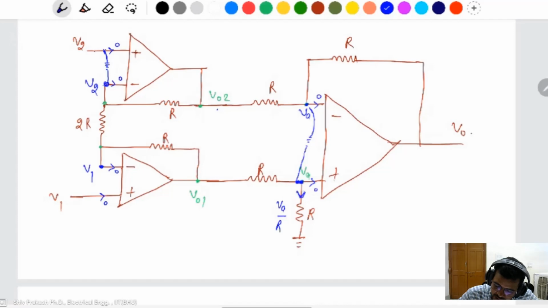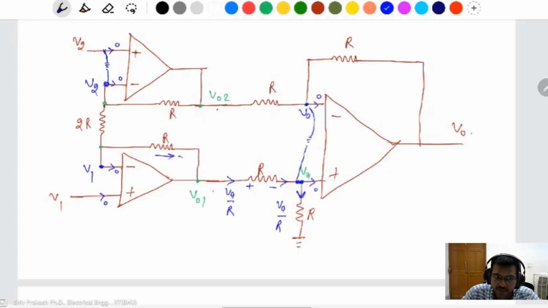VA by R. This current is 0. Then the same current also flows here. VA by R. This is the positive. This is a negative because of the entering current. So the resistance is positive. What is this current?